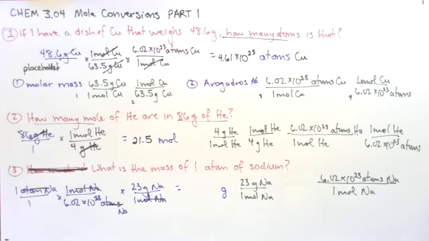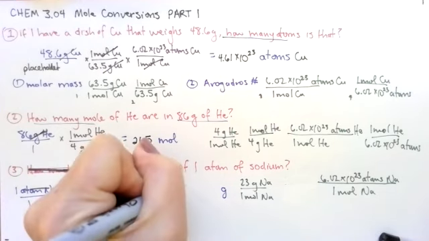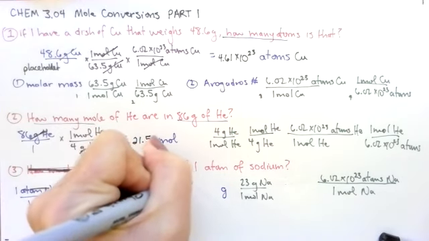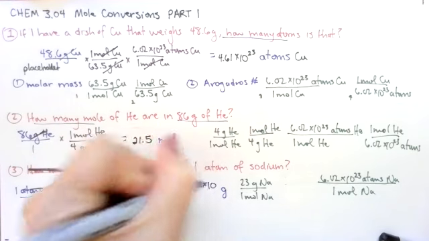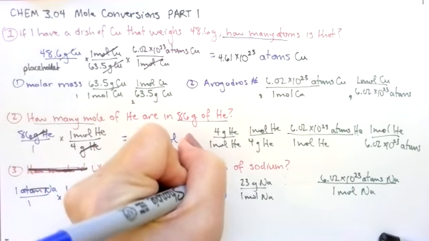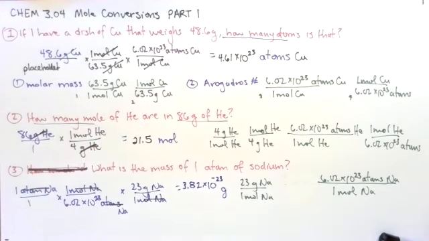And I forgot to punch this one in my calculator. This should be a really small number, right? It should be a big negative exponent. And sure enough, because think about how small an atom is. That's really, really small. I get 3.82 times 10 to the minus 23rd grams. Because 1 atom's really small.